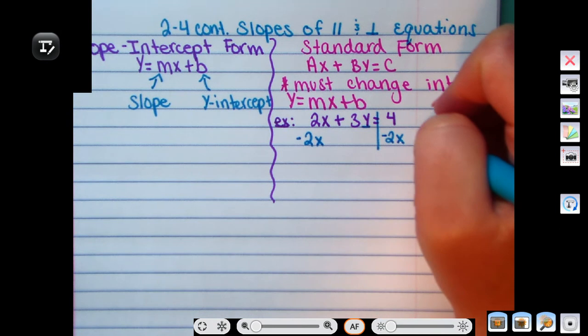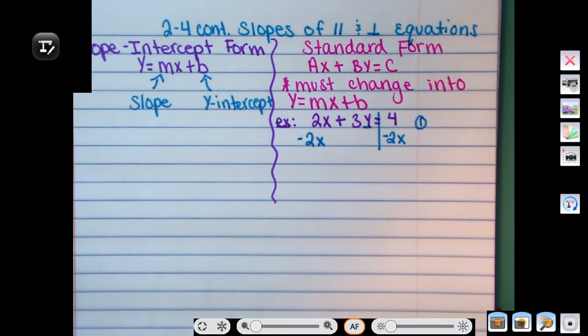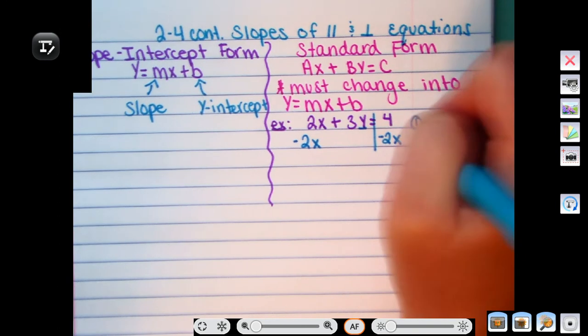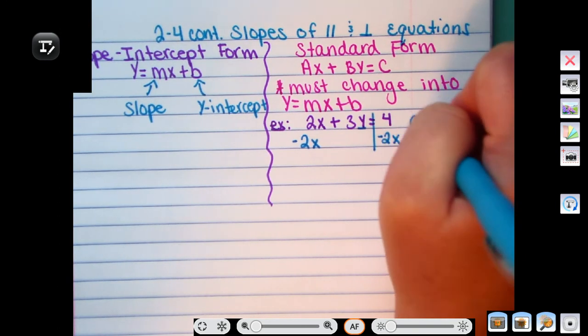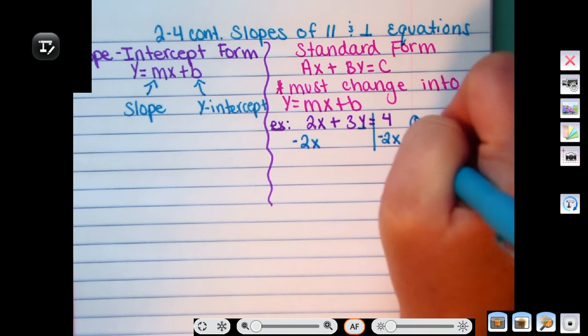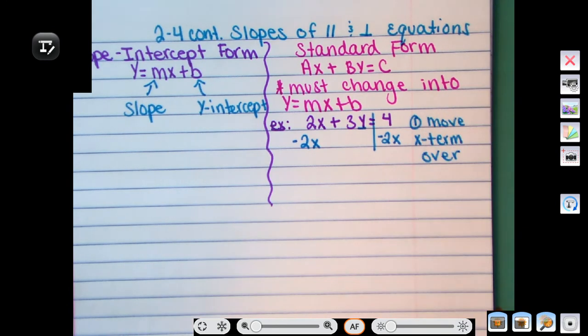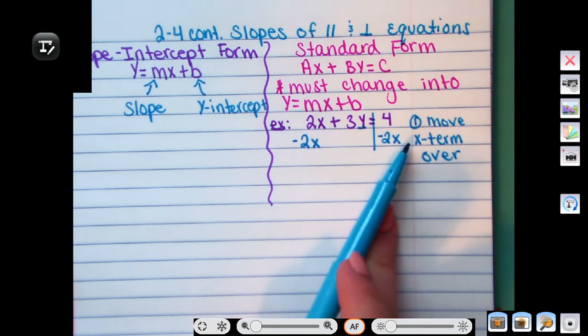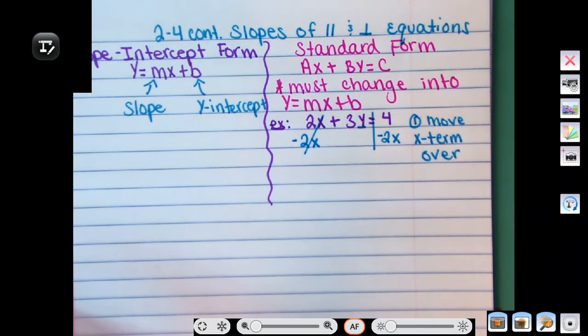I'm going to just highlight my steps over here so we have a little summary. So I'm going to move my x term over. Okay, so I'm moving that over. I want it to look like this, and this has the x term on the right side, so I'm going to move it over. So that goes away, so I got rid of it.